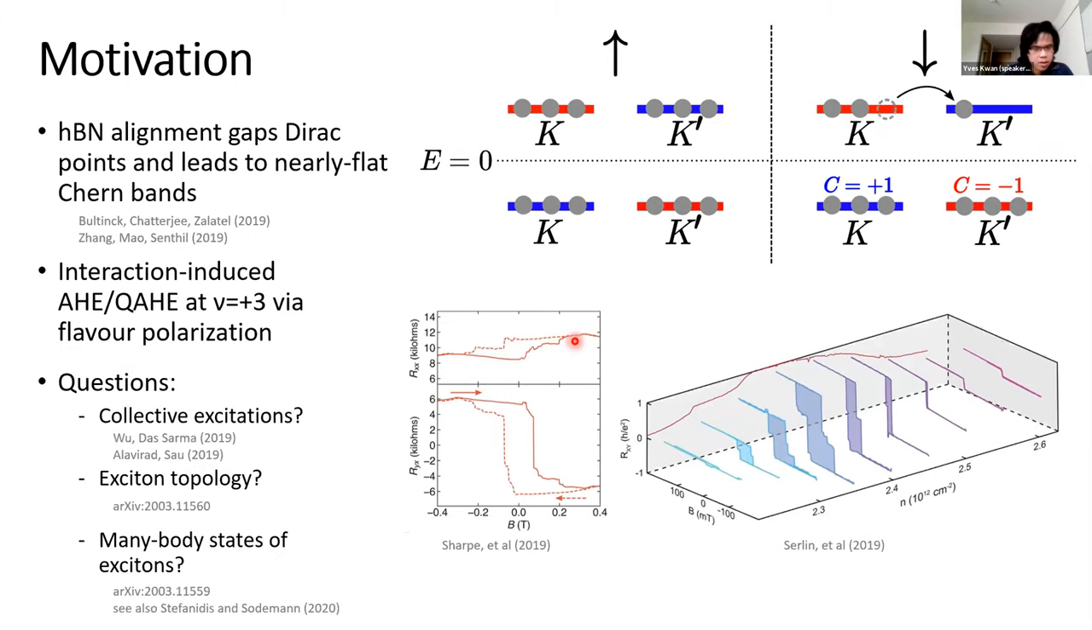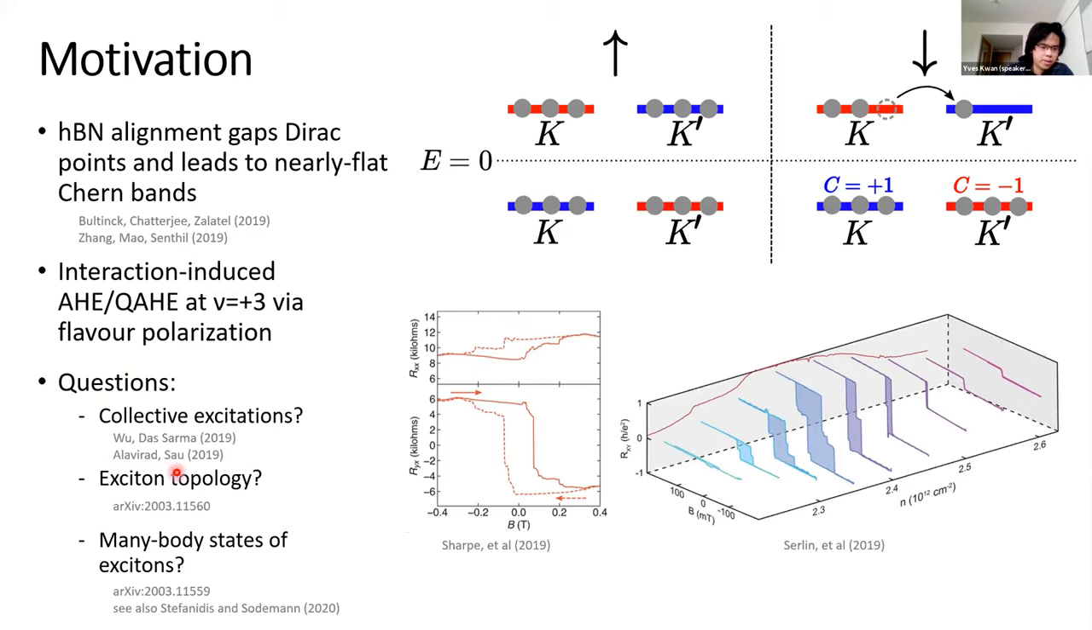Now, in this talk, I want to focus on the neutral excitations of the parent quantum anomalous Hall state. So, for example, I can kick an electron from this band and put it in this band, leaving behind this hole, and the hole and the electron can attract through Coulomb interaction and form a bound state, i.e. an exciton. And as you can see, there are many different types of excitons that you can make.